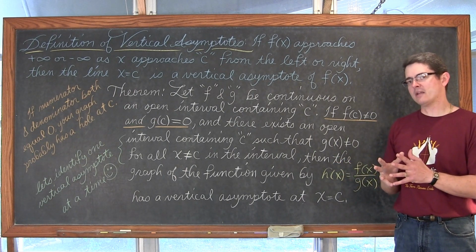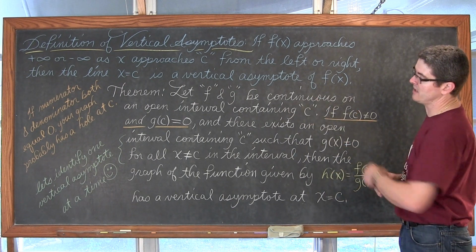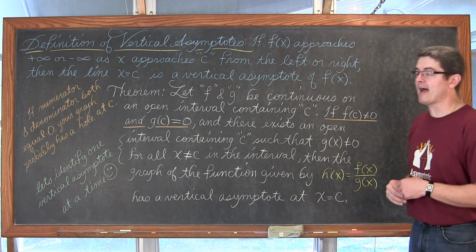Things get a little bit more complicated when you have trig functions in your rational functions. Thus, we're saying that we'll probably have a hole at c.